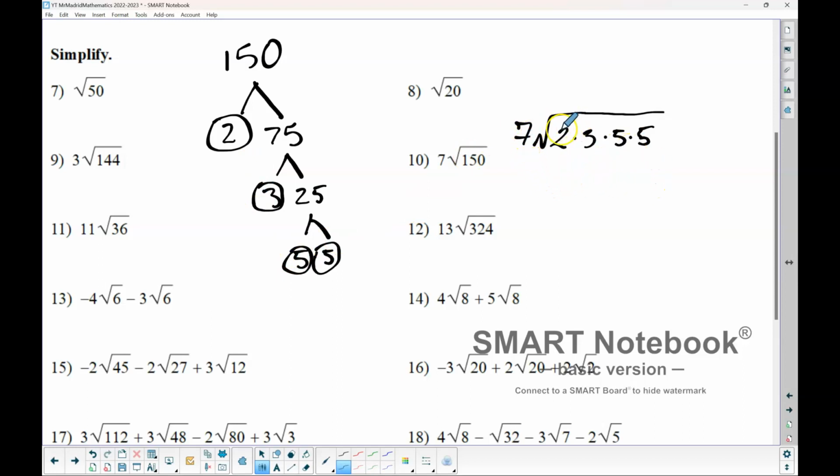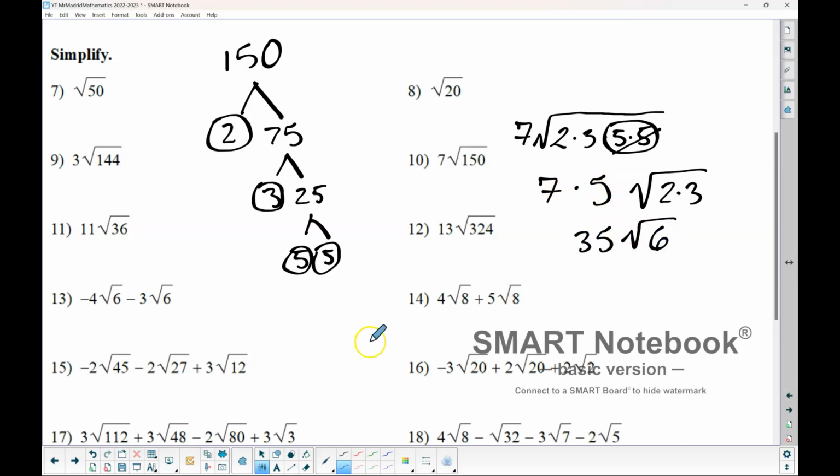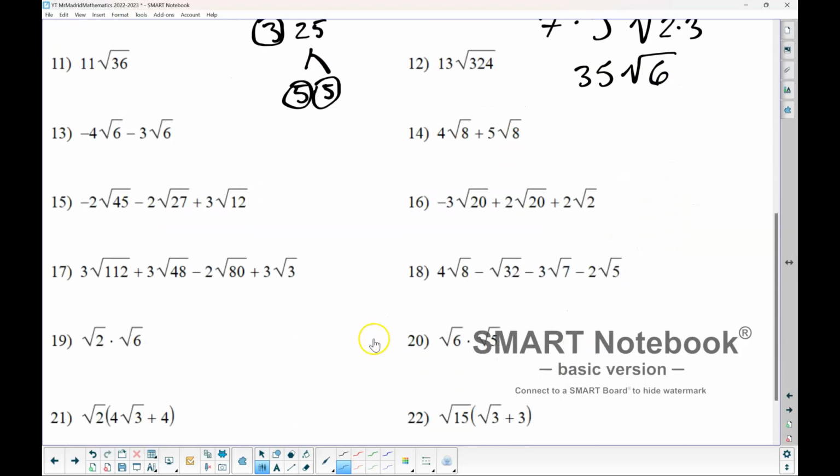Okay, now what you do here is you're going to circle every pair. Okay, think of it this way: 5 times 5 is 25, and the square root of 25 is 5. So this trick works even when you're not too sure. So what happens is you've got the 7 already outside the radical. Now, out of this pair, 1 comes outside the radical. So you can cross it off, and then you write what's left inside, 2 times 3. And since there are no more pairs, you just take care of the multiplication. 7 times 5 on the outside is 35, and inside is square root of 6. Okay. All right, that's how you simplify radicals.